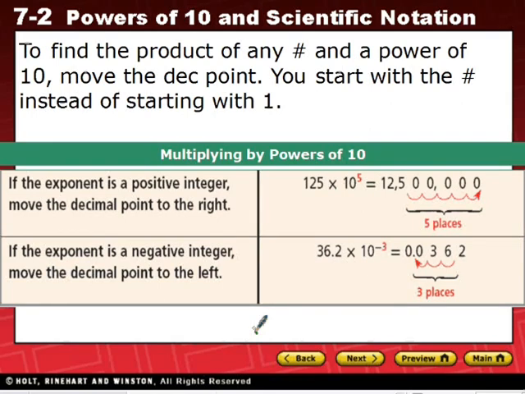And they give you an example, 125 times 10 to the 5th. Here's the decimal at the far right end of the number, and then you move it 5 places. Go back and fill in your commas. If the exponent is a negative integer, then the decimal goes to the left. All right, so here in our example we have 36.2, and so we're going to take it from where it is, and we're going to move it back 3 places. Easy cheesy, right? Doesn't this feel so much better than chapter 6?